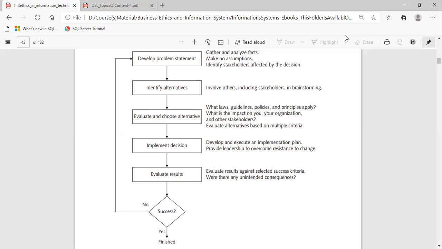And after this fourth phase, there comes the fifth phase. After the execution of the plan, there come the results, whether positive or negative. The concept is to evaluate the results against the selected success criteria, whatever the criteria are, but the results need to be evaluated.